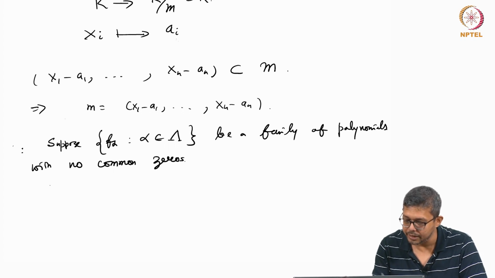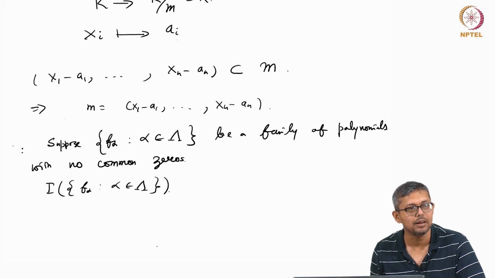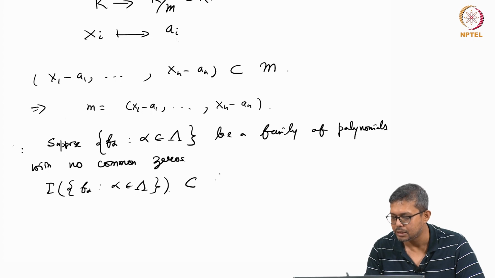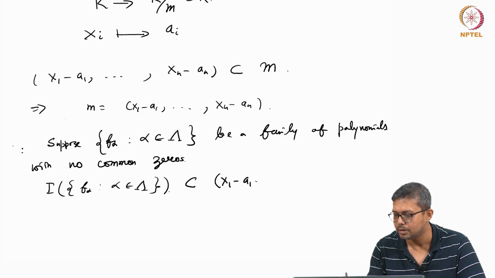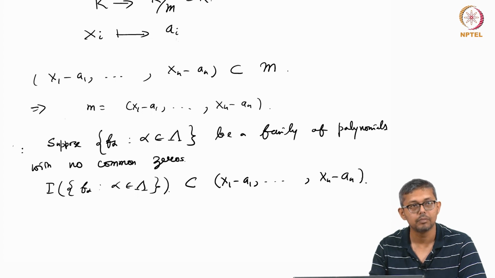So, consider the ideal generated by this set F alpha. If this is a proper ideal, if this is not a unit ideal, then it will be inside some maximal ideal, which is of the form (x1 minus a1, ..., xn minus an), because by previous we saw that they are the only maximal ideals.